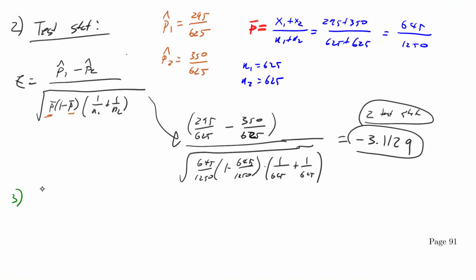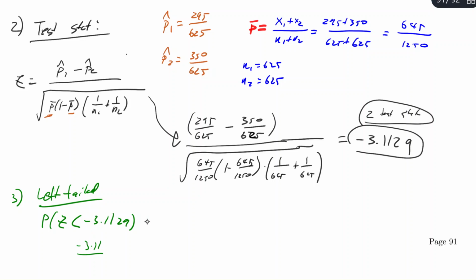So then we find the p-value. Well, this is a left tail test. So we need to find the probability of z less than negative 3.1129. Well, let's look in the z table at negative 3.11. It gives us a p-value of 0.0009. So our p-value, oops, I forgot the 0, is 0.0009.